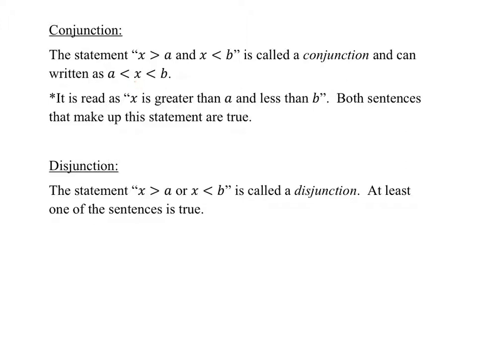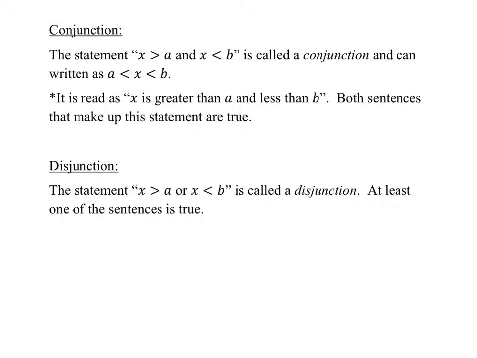This here is read that x is greater than a and less than b, but you could also say that x is between the endpoints a and b. So this is a conjunction where the range of values for x is from a min to a max.